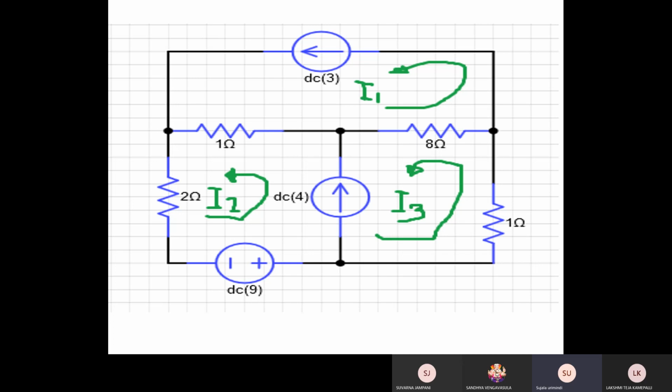So there is no need to change I1, I2, I3. There is only this that you have to do. First, whatever the current sources are there, for that you have to write the separate equations for that current source. I1 is equal to some DC3 and I2 minus I3 is equal to some DC4. Then we have to open that DC4 and DC3. Then you write down the equation.